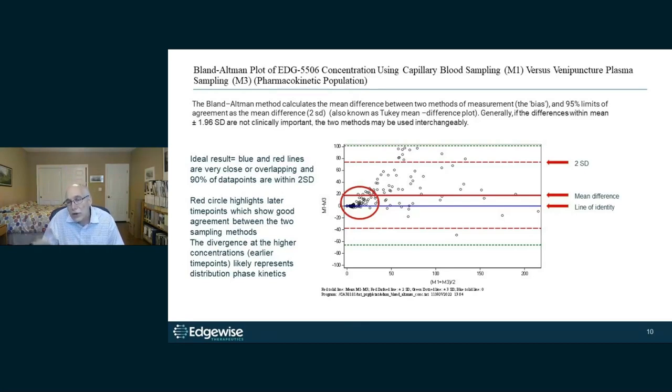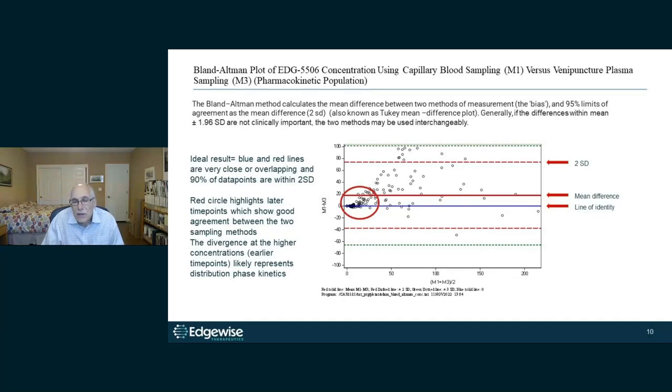The earlier points at the higher concentrations are to the right on this graph, and you can see that's when they get a little discordant. But the vast majority of them are within the 2 standard deviations. And if you're within 2 standard deviations with this, actually 1.96, but call it 2 standard deviations on this Bland-Altman analysis, that's considered that the 2 methods can be used interchangeably, assuming 2 standard deviations is not a clinically significant difference in concentrations.